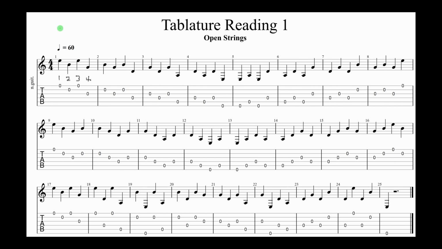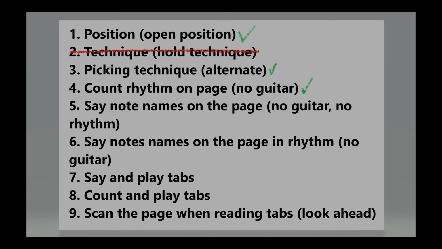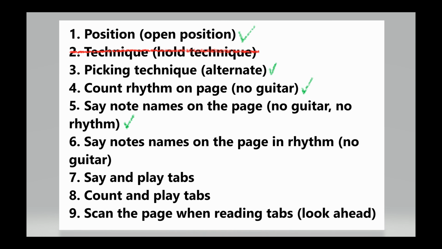1, 2, 3, 4. 1, 2, 3, 4. 1, 2, 3, 4. 1, 2, 3, 4. Point number 5 is all about identifying notes on the tab staff.